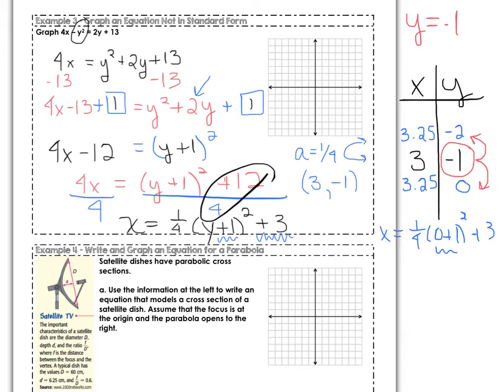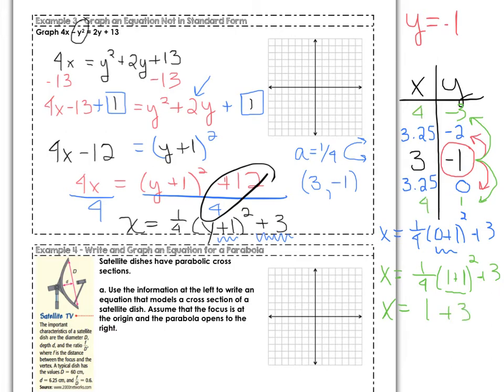So next, let's plug something bigger in. Why don't we plug in a y value of, how about 1 and negative 3. So x is equal to 1/4. We plug 1 into our parentheses. And so 1 plus 1 is 2. 2 squared is 4. 1/4 of 4 is 1. And 1 plus 3 is 4.